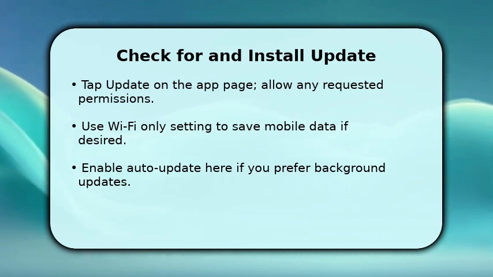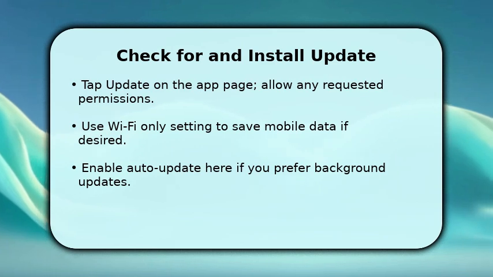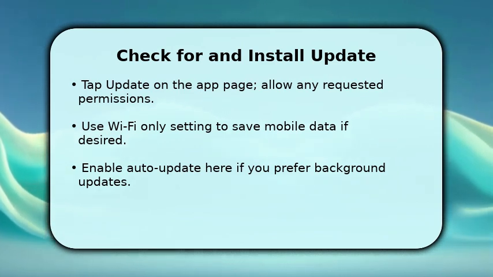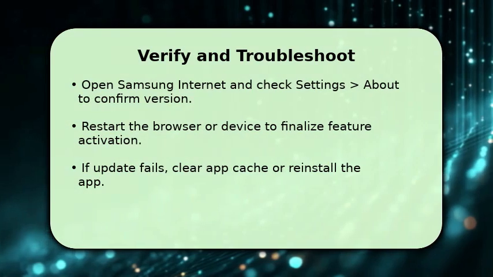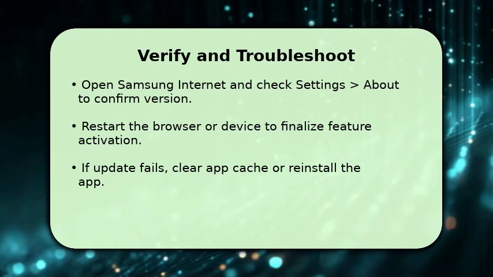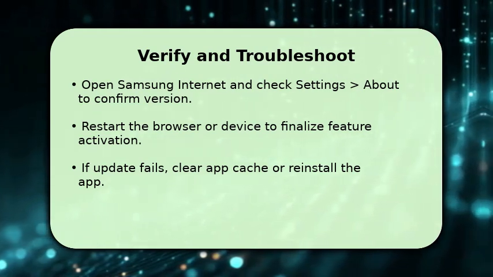If you prefer, enable Auto Update, open Samsung Internet and go to Settings, then About to confirm the new version number. This verifies the update succeeded. Restart the browser, and if you want, reboot the device to finalize background processes and ensure extensions reinitialize properly.